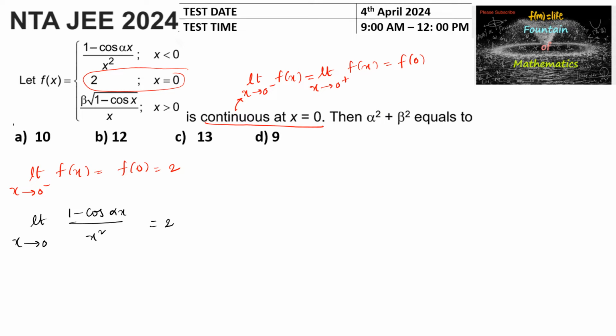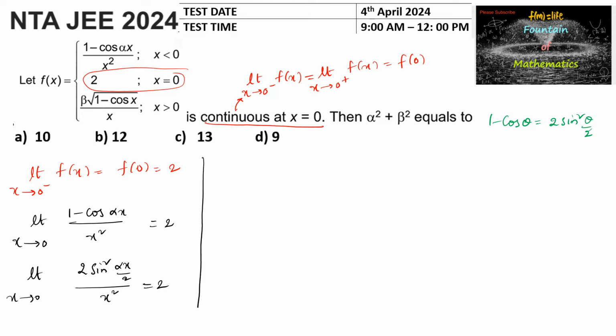And we know that 1 minus cos theta is equal to 2 sine square theta by 2. So we can write here limit x tends to 0, 1 minus cos alpha x as 2 sine square (alpha x upon 2) divided by x square, which is equal to 2. So we can also simplify and write here limit x tends to 0.